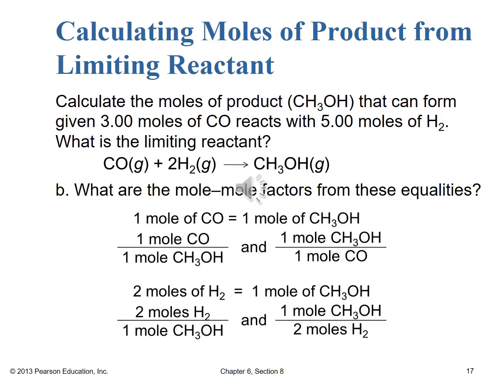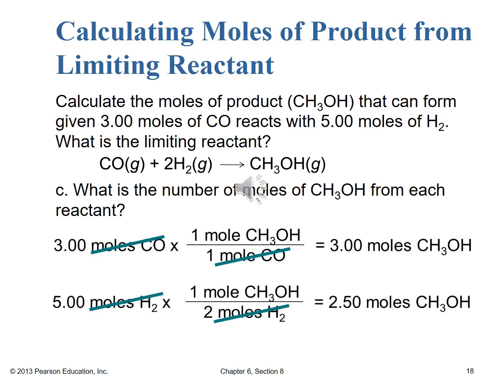Okay, now B, what are the mole-mole factors from these equalities? So depending on how we want to represent it, we can have the 1 mole of carbon monoxide in the numerator and the 1 mole of methanol in the denominator, or the inverse. Likewise, for the hydrogen, we can have the 2 moles of hydrogen in the numerator and the 1 mole of methanol in the denominator, or the inverse.